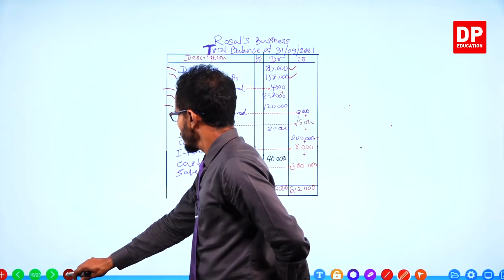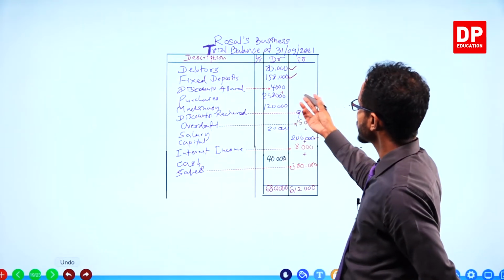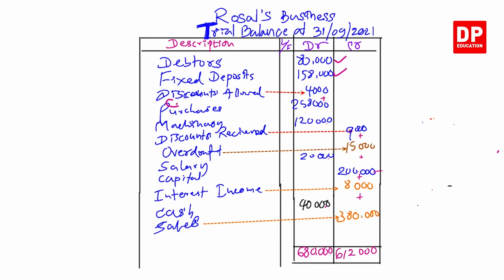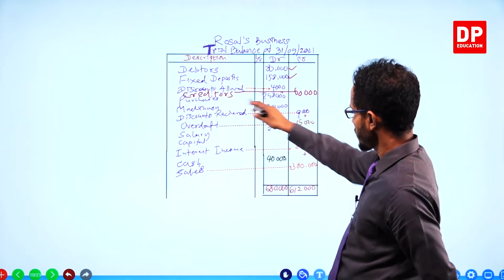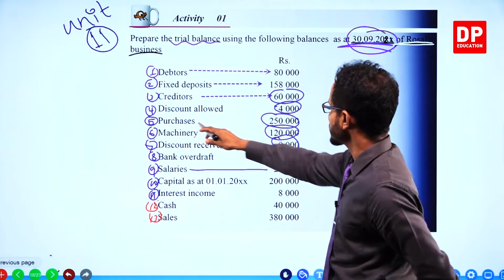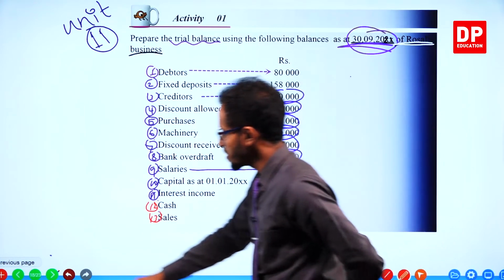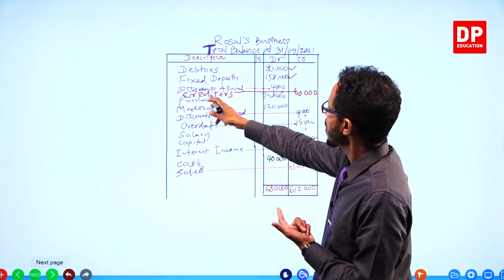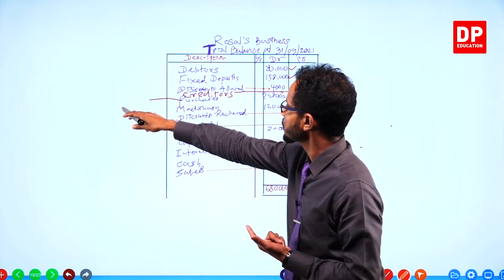So creditors should be entered to the credit side. Let's enter creditors somewhere around here, into the credit side, 60,000. Okay. Creditors in the credit side. Then what do we have? Discounts allowed 4,000. Purchases 250,000. Discounts allowed is an expense. Purchases also is an expense.